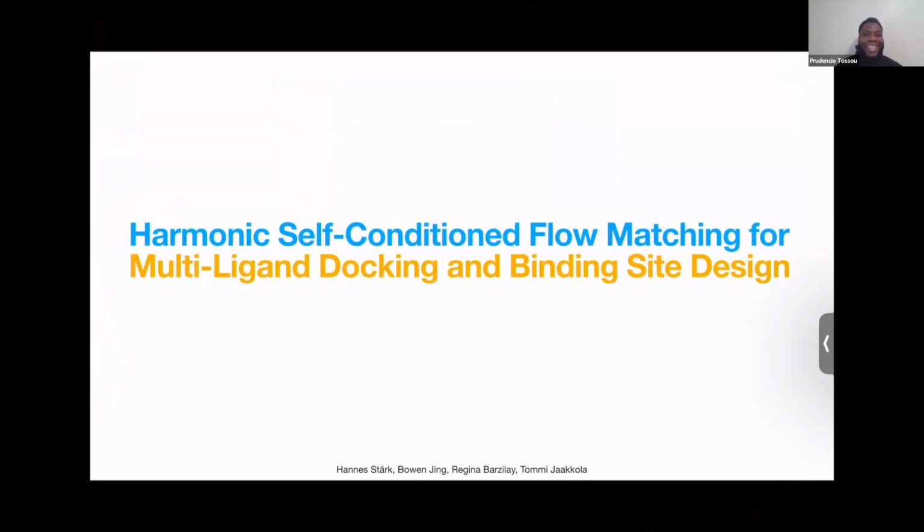The work today is Harmonic self-conditioned flow matching for multi-ligand docking and binding site design. Thank you so much, Ernest, for, I think this is the first platform where you are sharing this work. So we are privileged and honored for you to be doing this, and looking forward to it. Yep. I'm also looking forward to it. And back to the roots, presenting the original places.